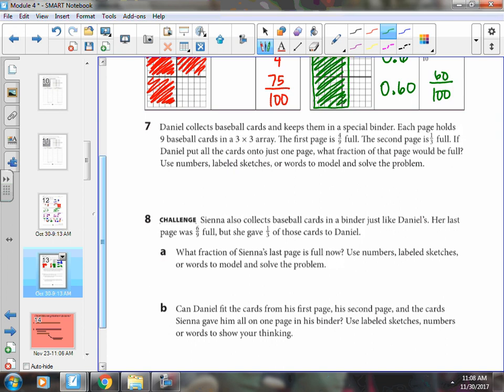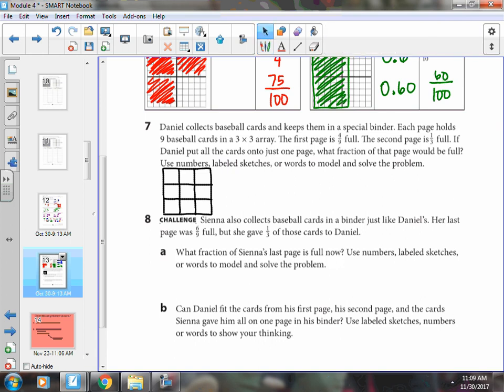Let's draw that. Can you imagine a binder just for baseball cards? And my guess is it has like little plastic sleeves in it, so you can slip the baseball cards in and keep them protected. And it says 3 by 3. So imagine each page looks like that, right? Where it can fit 9 cards, okay? It says that the first page is 4/9 full.